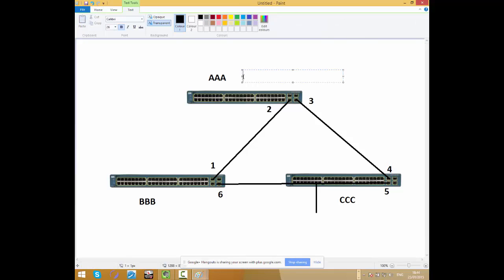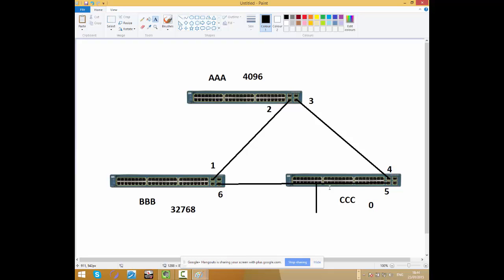We got the priority of this guy is 4096. We got the priority of this guy 32768. Got the priority of this guy to be 0. So can you determine which port we're blocking? Just take your time. Just determine which port. No problem, Remy. So can you determine which port in this scenario will be blocking?